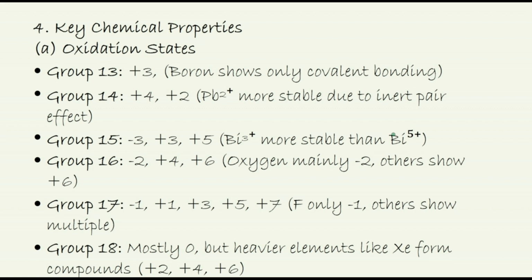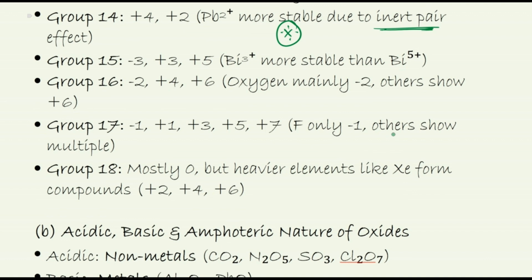So group 13 elements show +3, boron shows only covalent bonding that we know, and group 14 shows +4 and +2 oxidation states. The lead +2 state is more stable due to the inert pair effect. This is a very important question. Due to the inert pair effect. And then group 15: -3, +3, +5. Group 15 is the nitrogen family, isn't it? Bismuth 3+ is more stable than bismuth 5+.